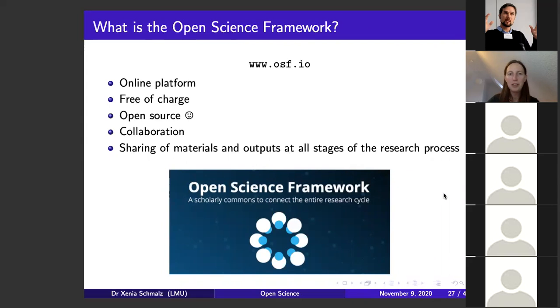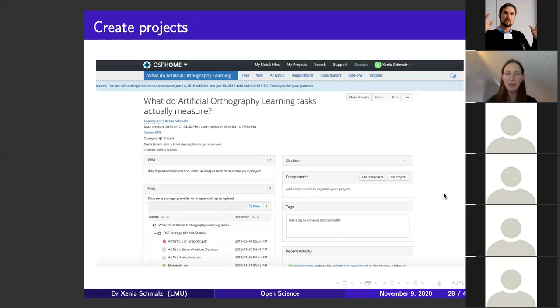So here is what a project looks like. So you create an account and you can create a project. This is one of my projects. You have a title. And the main function of the Open Science Framework is that you can upload files. You can upload files in any format. So this is very good because you can really upload data, you can upload analysis scripts, you can upload preprints, you can upload materials for your experiments or questionnaires or anything that you like, videos, images.